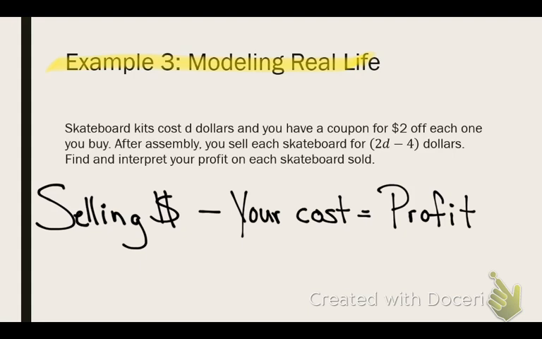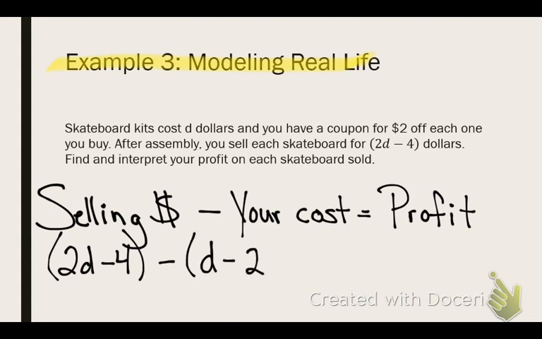Well, it tells me what expression represents how much I sold it for. What expression in there represents selling price? 4, negative 4? No, 2D minus 4. Selling price is 2D minus 4. 2D minus 4 represents what I sold it for. But D minus 2 represents how much I paid for it. Why? Because the kit cost, I don't know how many dollars, but I have a $2 off coupon.